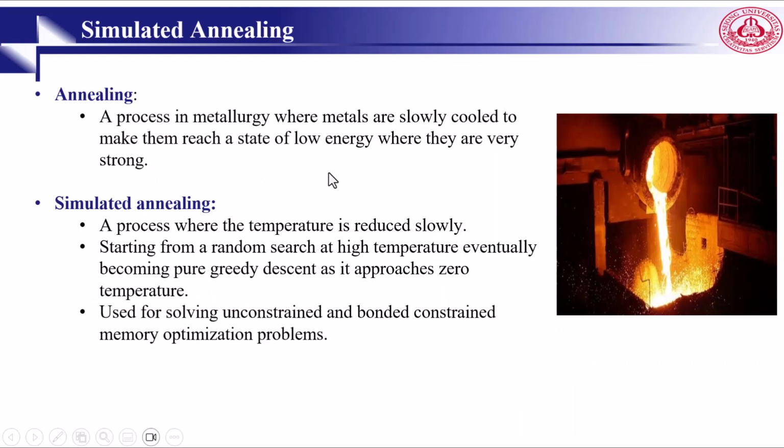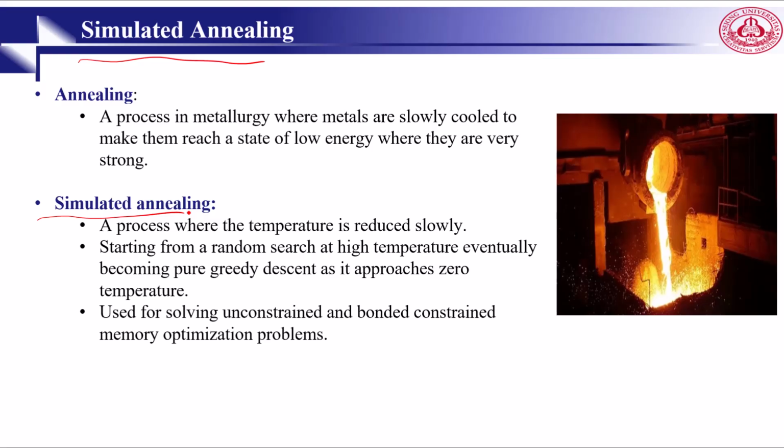Originally, annealing is a process in metallurgy where metals are heated and then slowly cooled down. In such a scenario, we allow them to reach a state of minimum energy and maximum strength. In computer science, we borrow this concept as simulated annealing. Here, the temperature is an analogy for randomness in our search process.